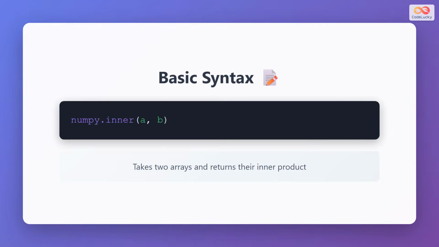The syntax for NumPy's inner function is straightforward. You call np.inner and pass two arrays as parameters, and the function returns their inner product as the result.